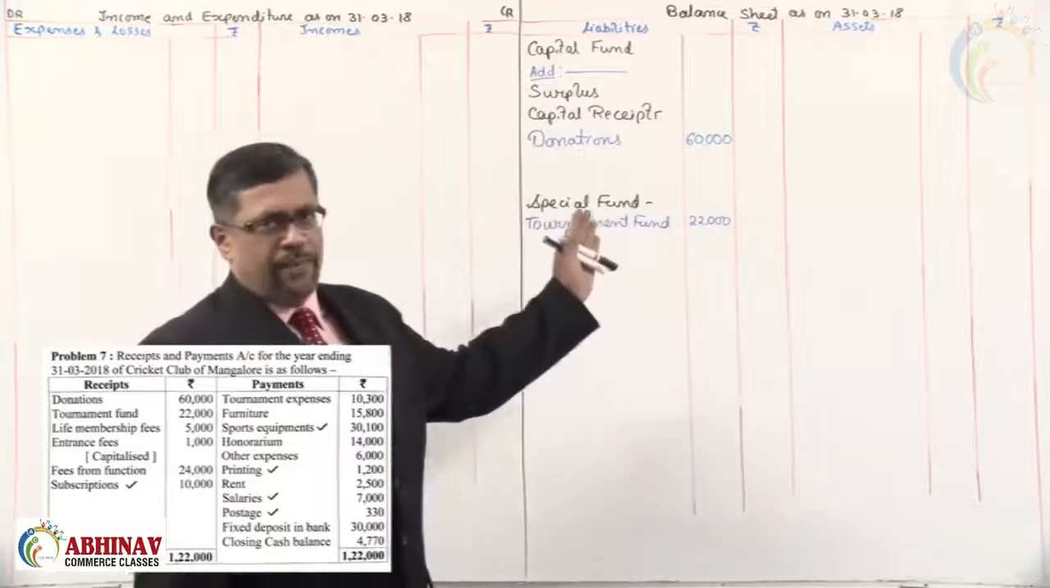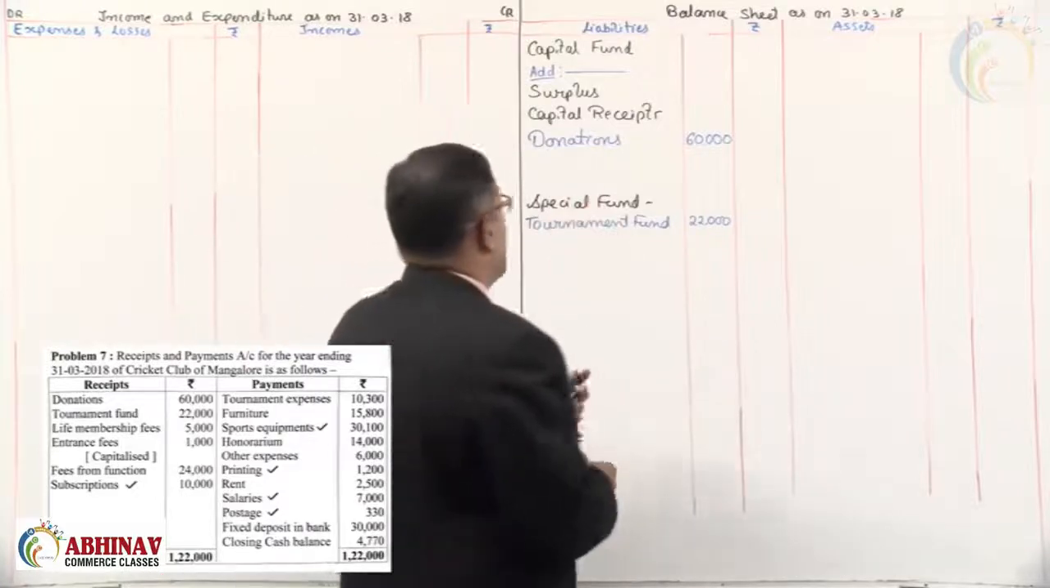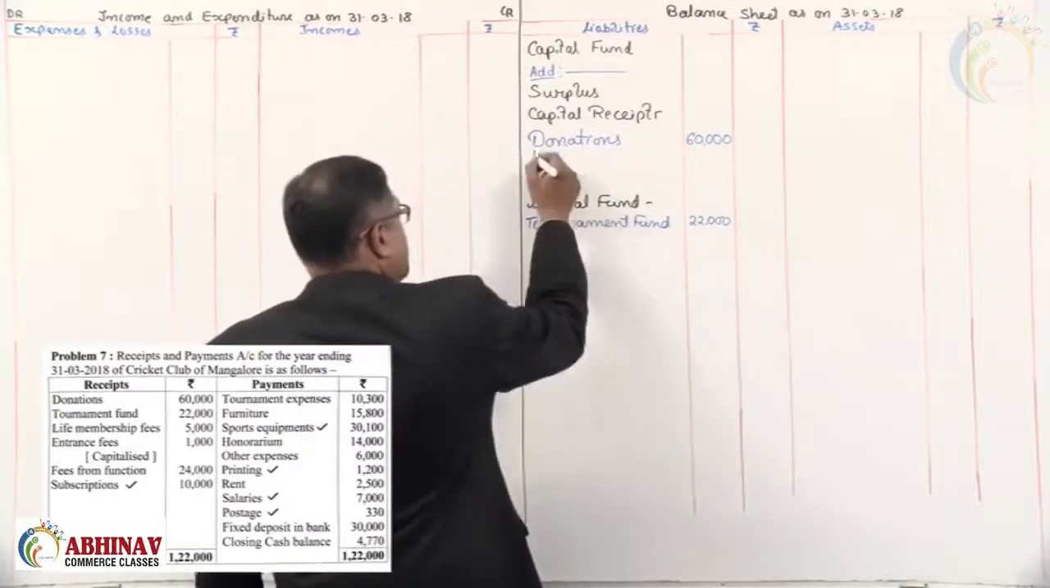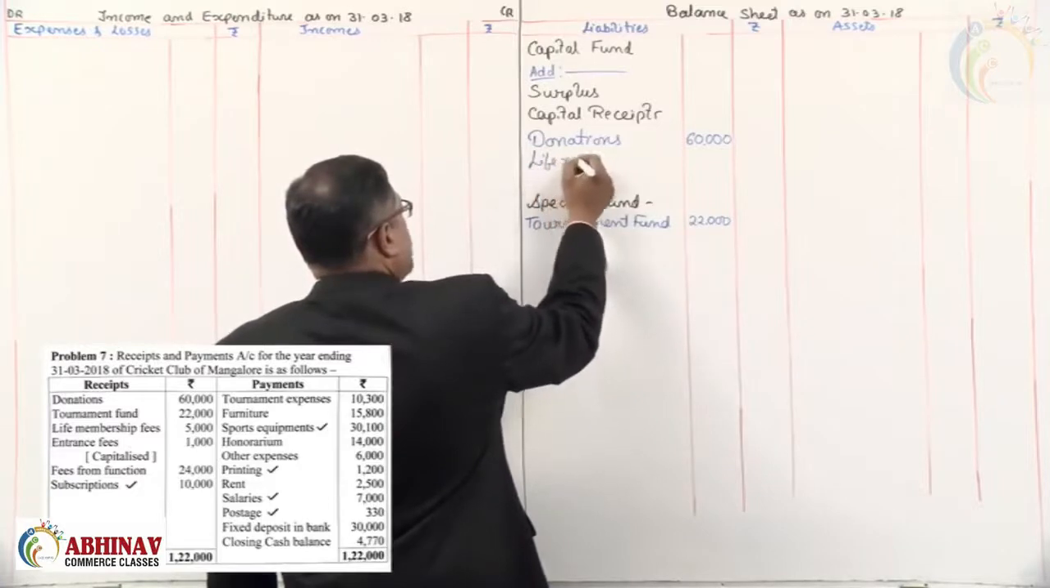What we receive once is nothing but a capital receipt, shown as a capital receipt in the balance sheet. Let us enter life membership fees, Rupees 5,000.